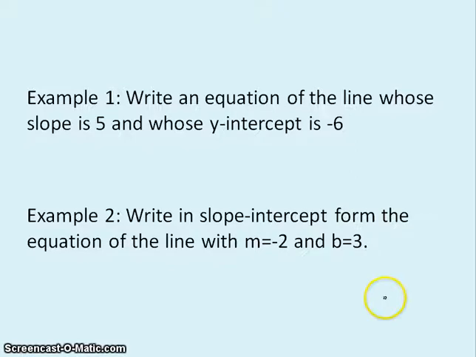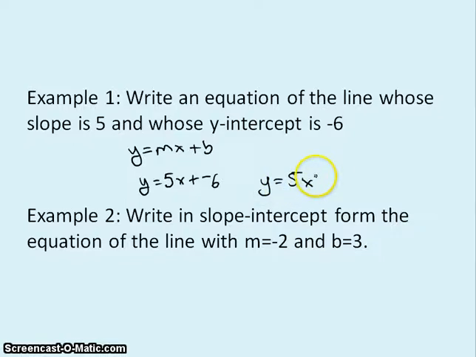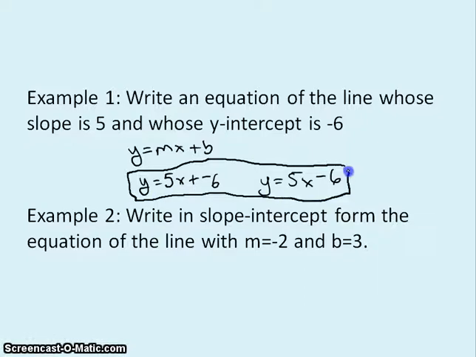So, write an equation of the line whose slope is 5 and whose y-intercept is negative 6. So remember, we have y equals mx plus b, where m is the slope, so I'm going to plug in 5 for m, and then b is the y-intercept, so plus and then a negative 6. So I can leave it as plus a negative 6, or I can rewrite it. Y is equal to 5x minus 6. So either one of these two answers would be appropriate, depending on whether you like plus a negative or minus 6.